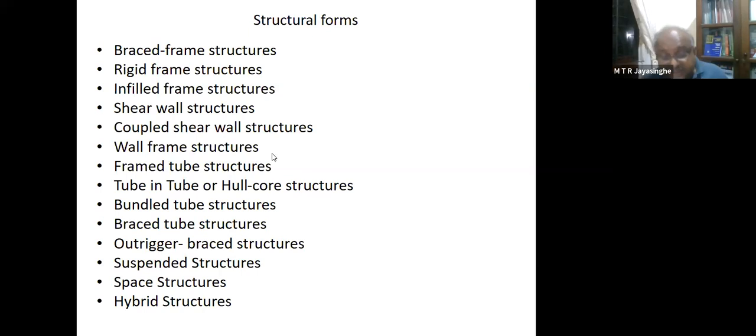Wall frame structures, that is the interaction between strong walls and strong frames. So you make the frame strong, the wall strong, then you get a strong interaction between these two. And the behavior of the building is not a cantilever mode, not a shear mode, but a combination of cantilever and shear, where the cantilever mode dominates at the bottom, where the deformation is zero and the rotation is zero. And at the top, the building bends back, and that is due to the shear mode.